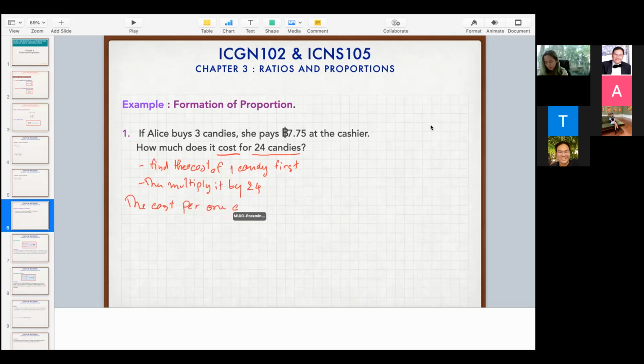per one candy is... 20, sorry, I wrote the wrong one. 7.75 over 3. Why is that? This is the price of 3 candies. You can see the division sign like this; sometimes we call it 'per'. If you would like to find the price, or the cost, per candy, you have to divide 7.75 by 3, so the cost per candy is 7.75 over 3.